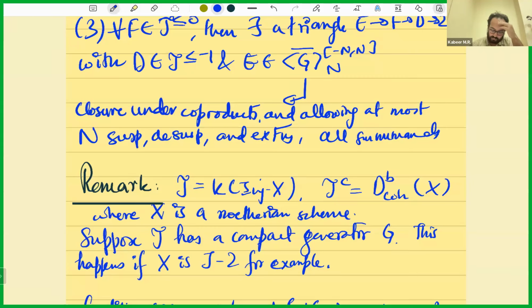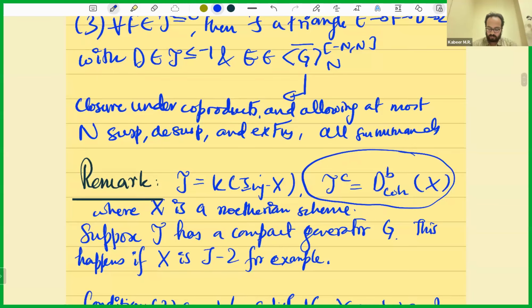Consider a Noetherian scheme, and we consider the homotopy category of injectives. A natural category is the ind-completion of the bounded derived category of coherent sheaves. In particular, the compacts of this category are triangulated equivalent to the bounded derived category of coherent sheaves. Assume that T has a compact generator, which is required for the definition of approximability. This happens if X is J2, for example.